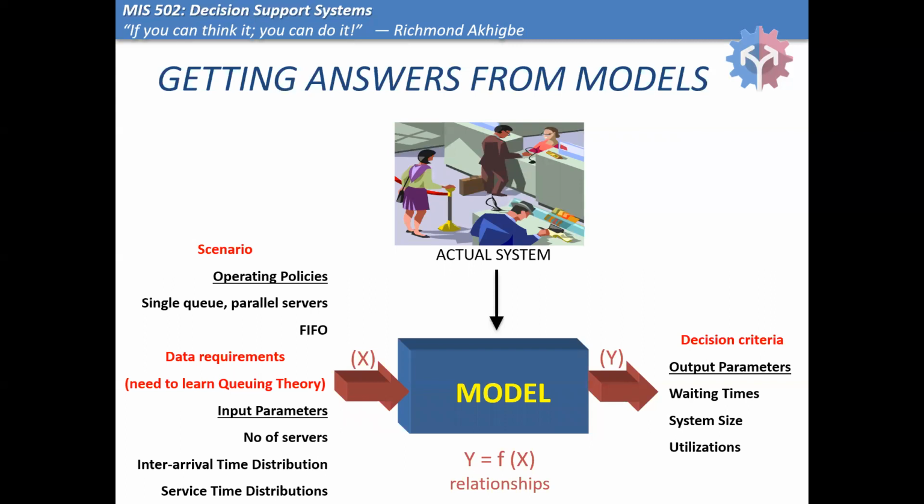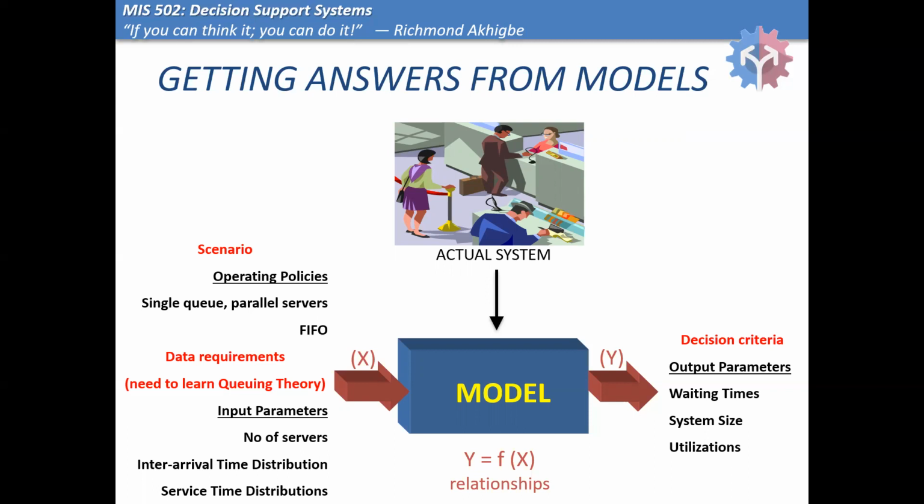It's the configuration of the system. Are we having single queue systems? Are we having parallel servers? Are we having servers in series? What kind of queue disciplines are you facing? Right? So all these things about operating policies come under the scenario. Is that clear? You understand what scenario means? So how the whole queues are set up is what you're trying to address here in scenarios.